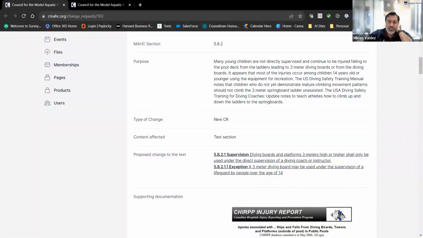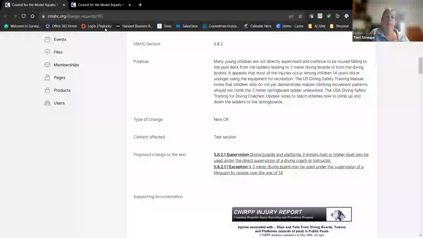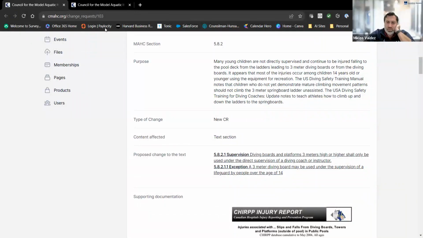To me, I like the intent of this. I just think the language needs support. The second part of the language, the exception, I'm not keen on. The first part I like, with exceptions under certain criteria, but I don't think age is the correct criteria to utilize.